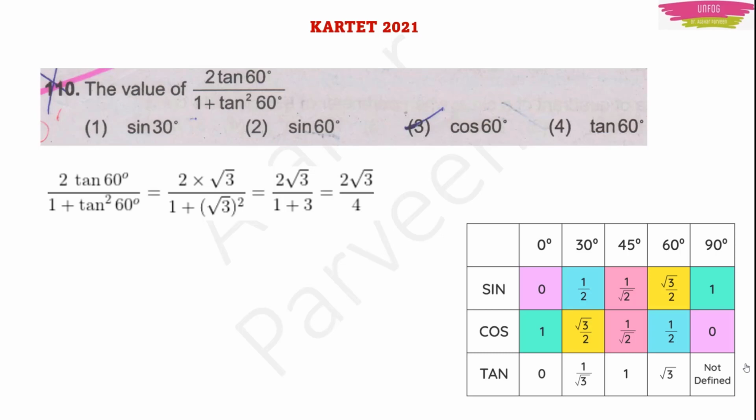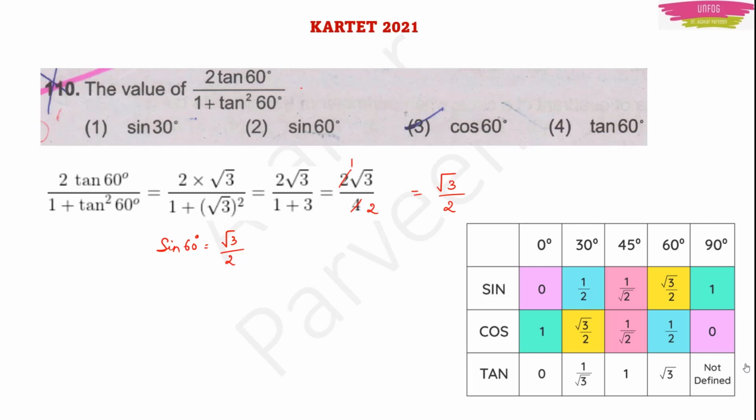tan 60 is equal to root 3. So root 3 whole square will become 3 because in the denominator tan square 60 is there, right? So what you will get here, 2 times root 3 by 4. You can cancel here, 2 ones are 2, 2 twos are 4. You will get root 3 by 2.